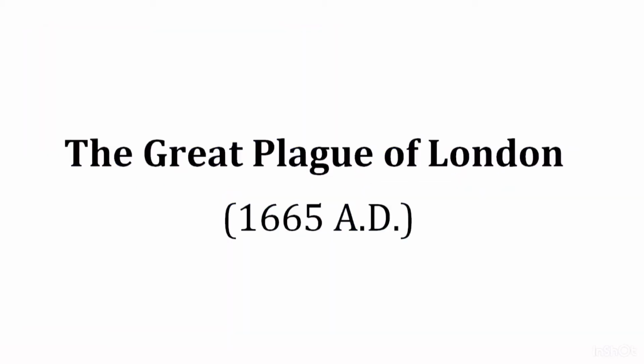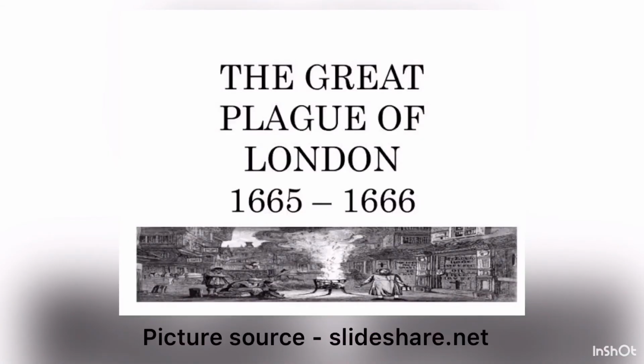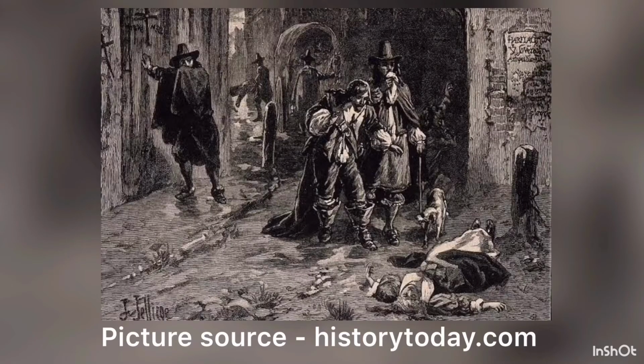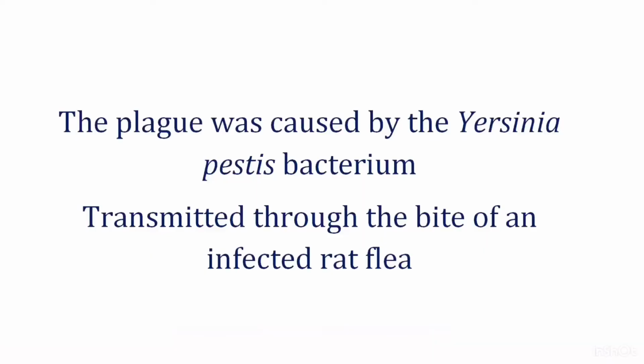Here comes the Great Plague of London. There was a huge increase in deaths during the Great Plague of London in 1665 and 1666. The number of deaths is suspected to have exceeded 1 lakh out of a total population estimated at 4 lakh 60,000. This plague was caused by the Yersinia pestis bacterium.